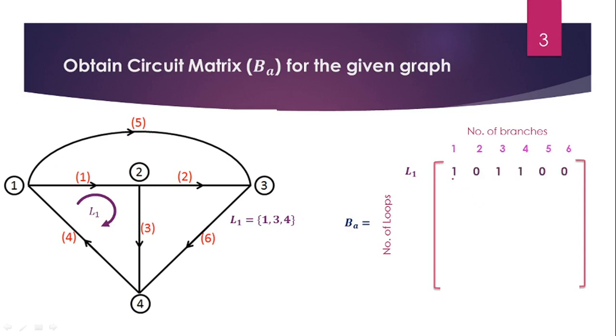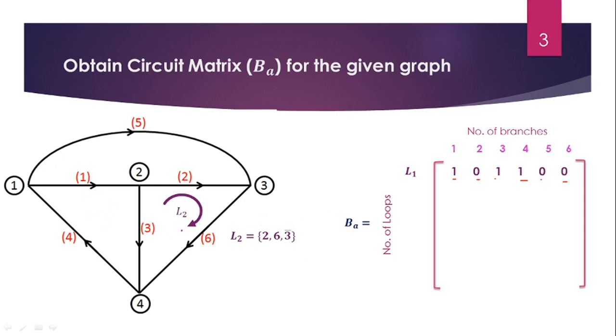So branch 1 is associated and it is in the same direction, so that's why it is +1. Branch 2 is not associated. It is not part of loop 1, so that's why it's 0. Branch 3 is +1 as it is part of the loop and in the same direction. Branch 4 is again part of the loop with the same direction. Branches 5 and 6 are not part of the loop, so that's why it's 0. Okay. Let's move ahead.